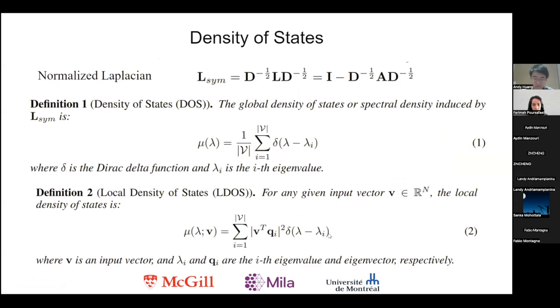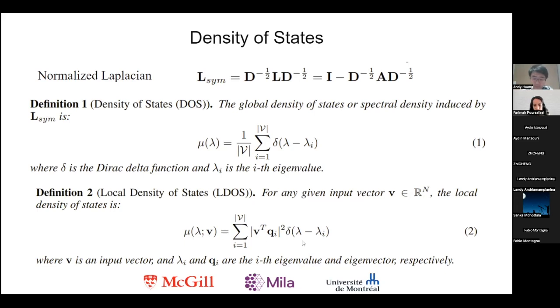So this one is a bit trickier to explain, but now the input to the function is which eigenvalue range you are looking at. So the bin that you're looking at, which is the lambda. And then the v is the input vector. So this can be a node attribute, this can be an indicator vector, or just any vector that you have.